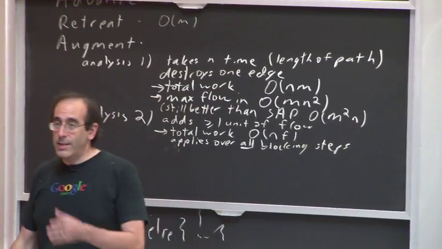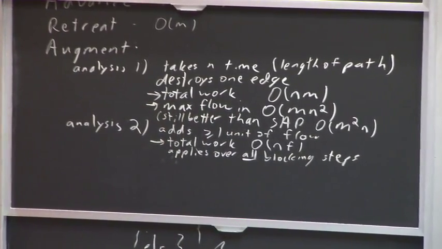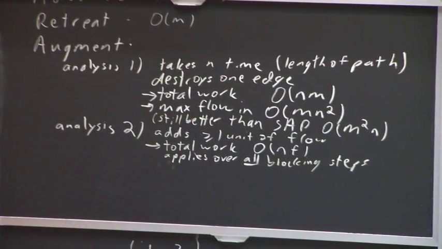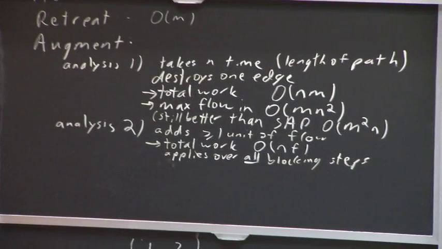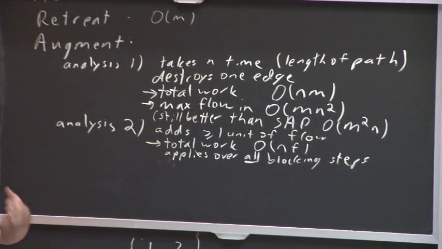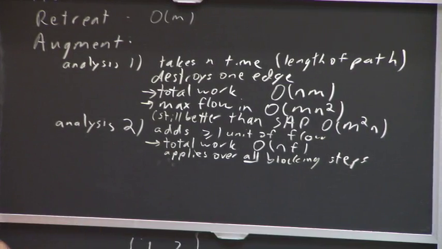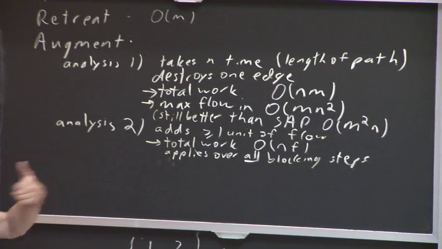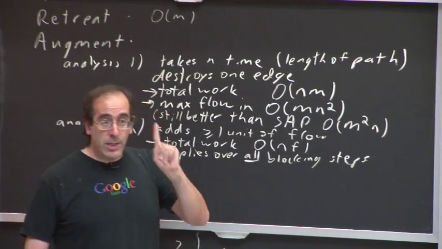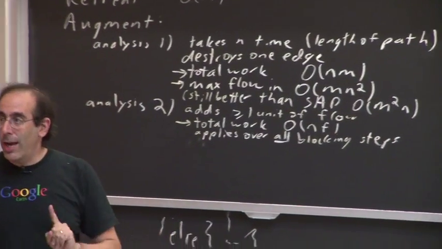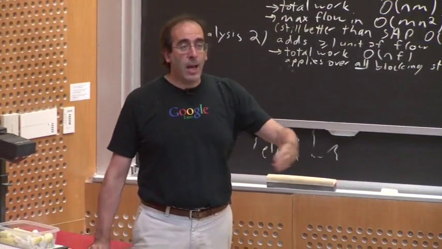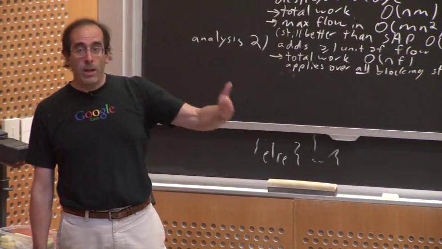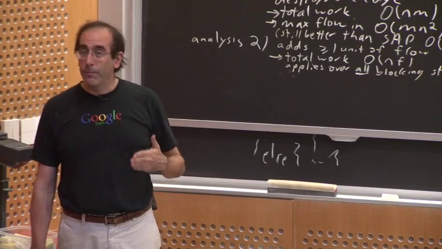Right? You know, I find some flow in the first layer graph when I'm looking at distance 1. I find some more flow at the second layer graph where I'm looking at distance 2. And I keep on finding more flow. But all of this flow together contributes to the total max flow that I'm finding in the graph. And so it's not just order nf over a single blocking step. It's order nf over all of the n blocking steps that you might perform as you're finding the max flow. Does that make sense?